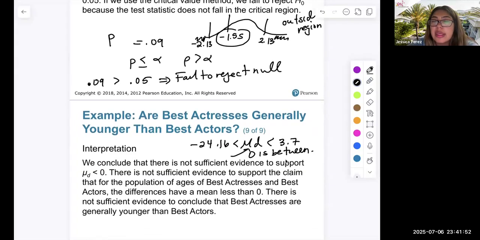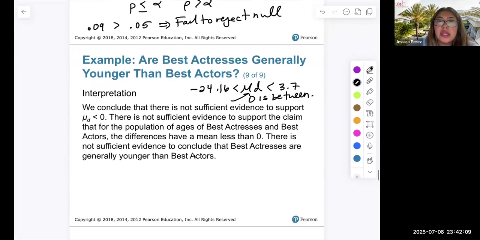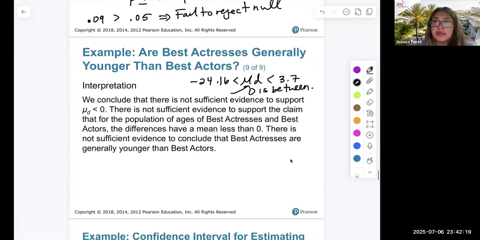In addition, we found the confidence interval that gave us a 0 in between. This is a negative number and a positive number. There is a 0 in between. That means that you do not have enough evidence to support the claim that the mean difference is less than 0. So again, there's not sufficient evidence to support the claim that the population of ages have a mean difference of 0. Okay? That would be our conclusion because we failed to reject the null.